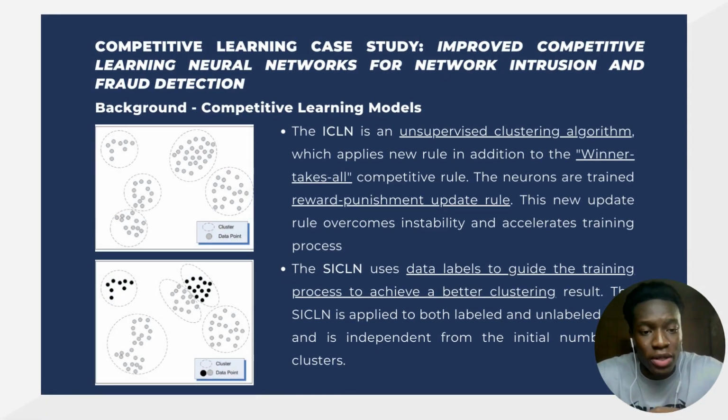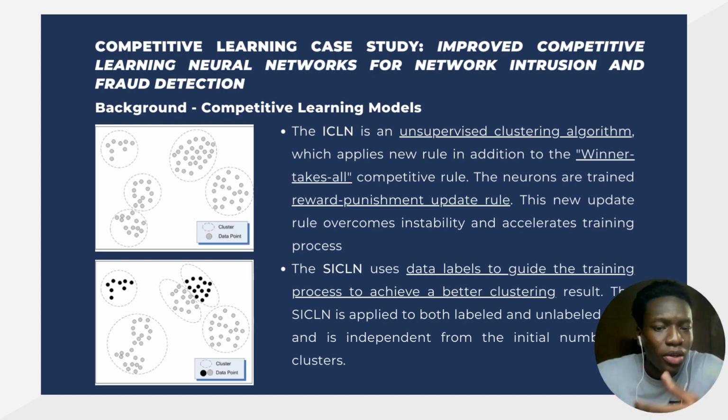Now, to give a background on the competitive learning models we employ, the improved competitive learning network is an unsupervised clustering algorithm that, in addition to the winner-takes-all rule, has a reward punishment update rule, and this update rule helps to overcome instability and accelerate the training process. Secondly, we have the supervised improved competitive learning network, which uses data labels to guide the training process to achieve a more accurate clustering. When we take a look at the left and compare the 2 data sets, the one on top is an unsupervised, unlabeled data set, but comparing that to the bottom, it is labeled and more accurately clustered.